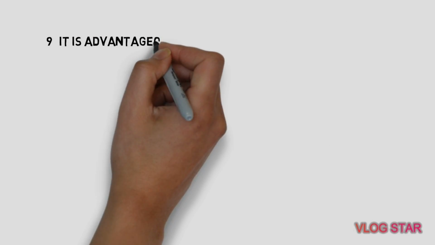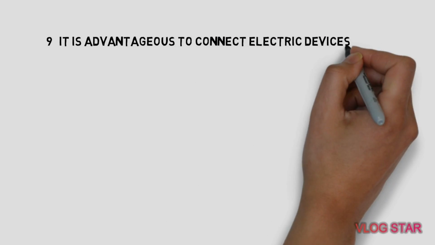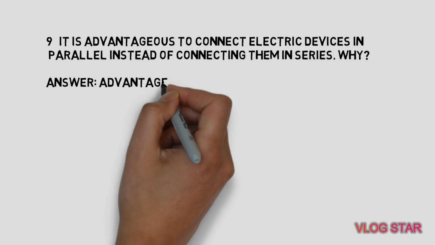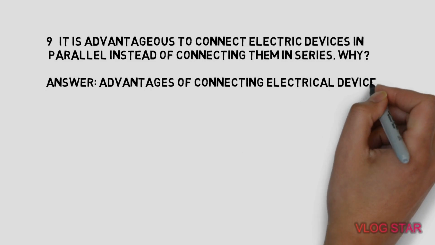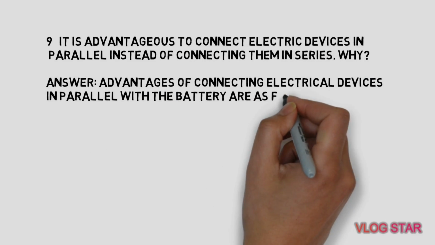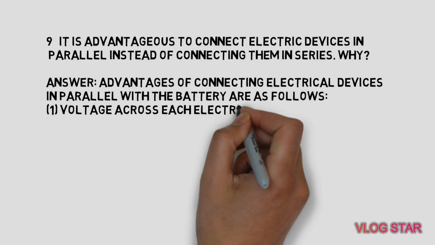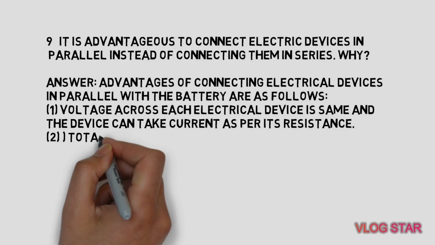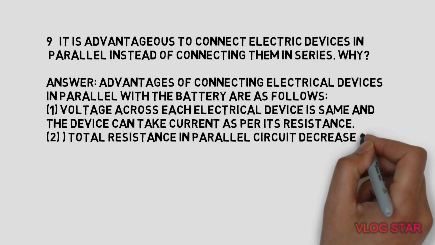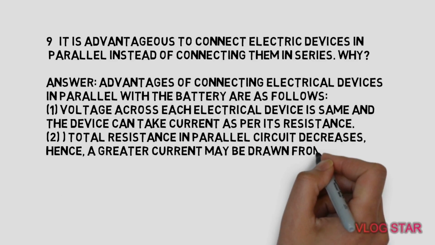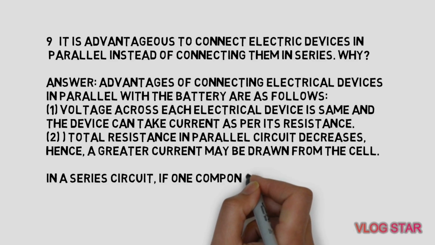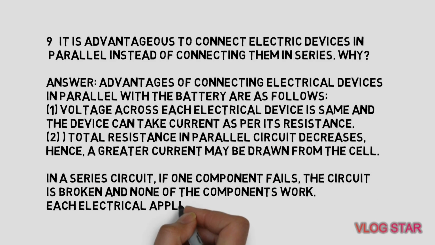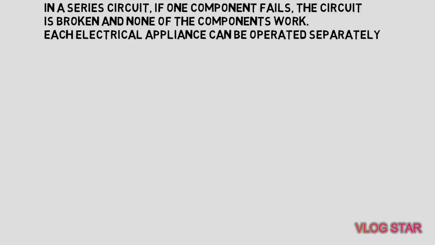9. It is advantageous to connect electric devices in parallel instead of connecting them in series. Why? Answer: advantages of connecting electrical devices in parallel with the battery are as follows. 1. Voltage across each electrical device is the same and the device can take current as per its resistance. 2. Total resistance in a parallel circuit decreases, hence a greater current may be drawn from the cell. In a series circuit, if one component fails, the circuit is broken and none of the components work. Each electrical appliance can be operated separately.